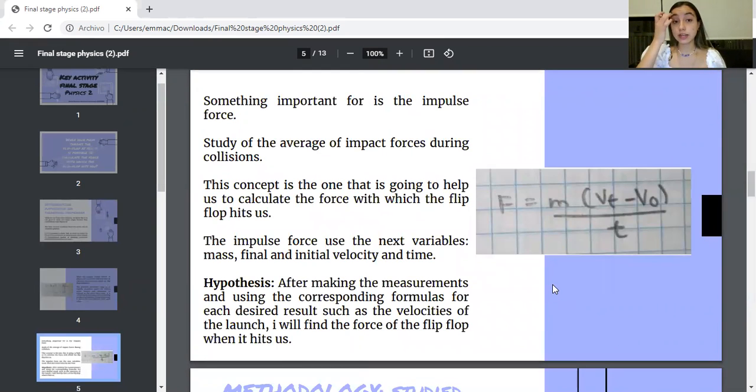Then we have another concept that is really important for the final result, that is the impulse force. This concept is the study of the average of impact forces during collisions. As I said, this concept is going to help us to calculate the force with which the flip-flop hits us. This concept uses the following variables: the mass, the final and initial velocity, and time.